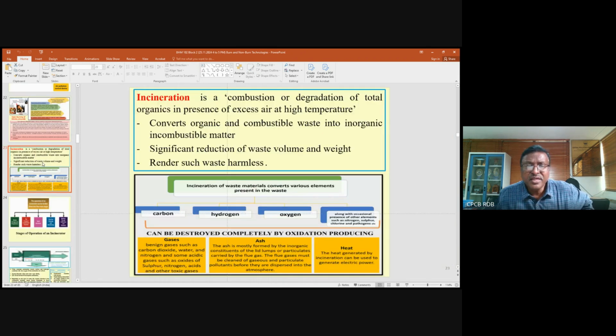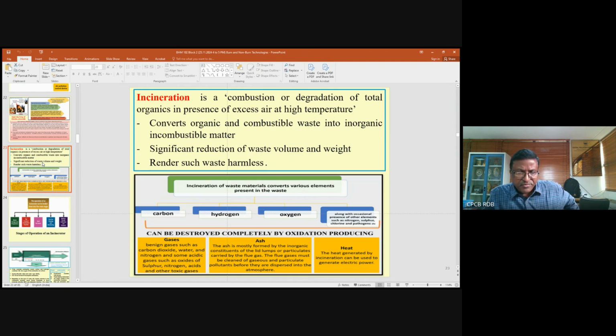Now, coming to incineration, it is the combustion or degradation of total organics in the presence of excess air at high temperature. It converts organic and combustible waste into inorganic combustion matter, with significant reduction of waste volume and weight, and after treatment by incineration it renders such waste harmless. It means that waste is burnt under controlled conditions and is converted into ash. What is that?